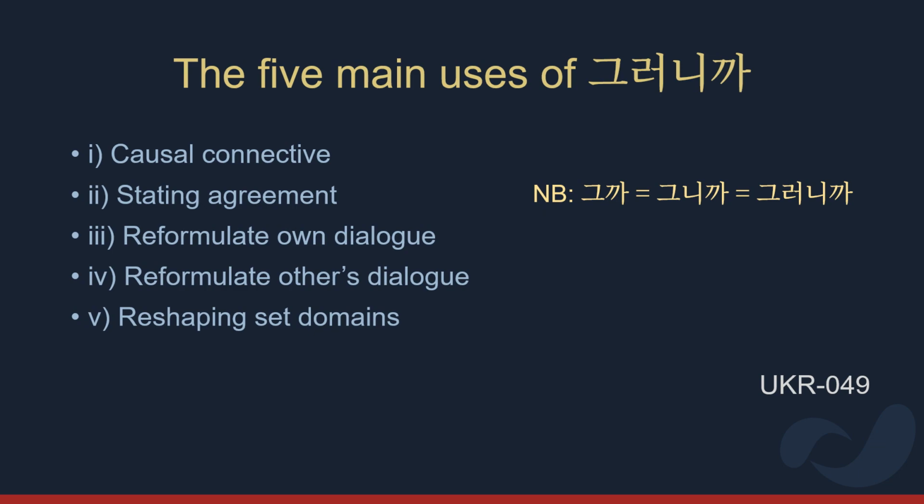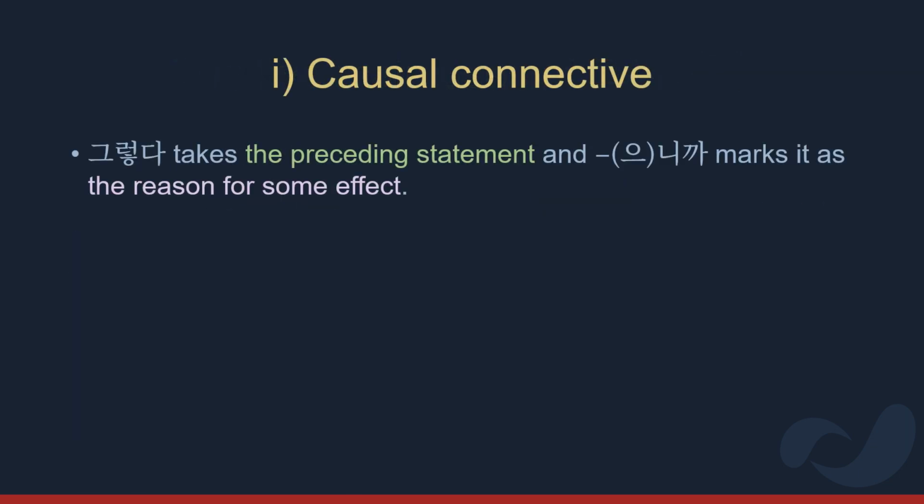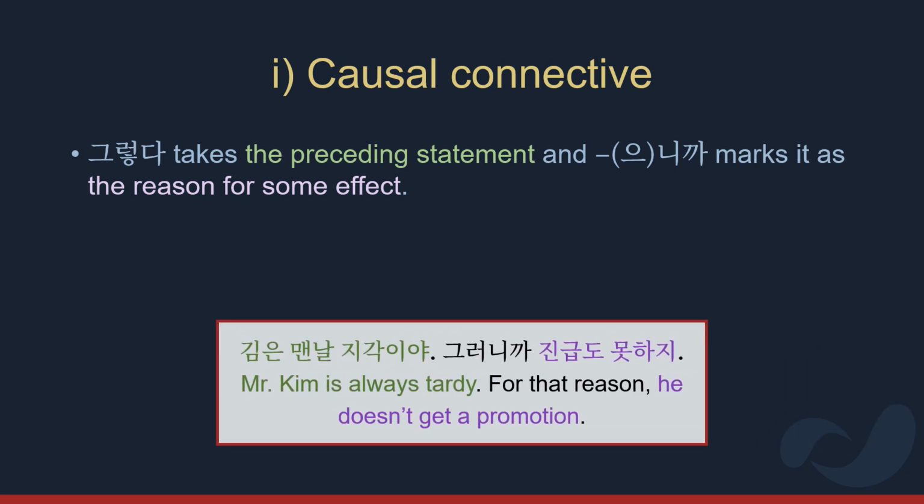Note that 그러니까 is often abbreviated to these alternatives. So very briefly, 그러니까 as a causal connective works as follows. 그렇다 takes the preceding statements and 니까 marks it as the reason for some effects. 김은 맨날 지각이야. 그러니까 진급도 못하지. In this example, the fact that Mr. Kim is always late is given as the reason for why he can't receive a promotion.